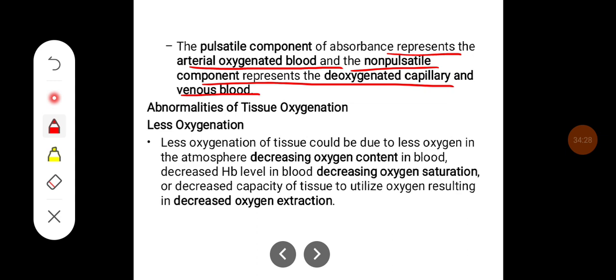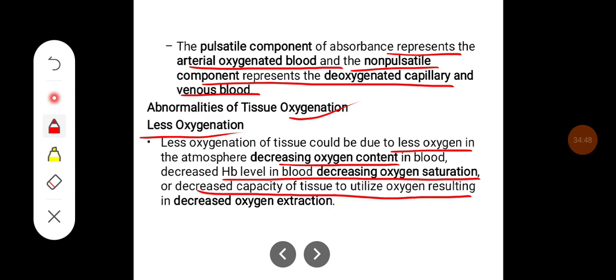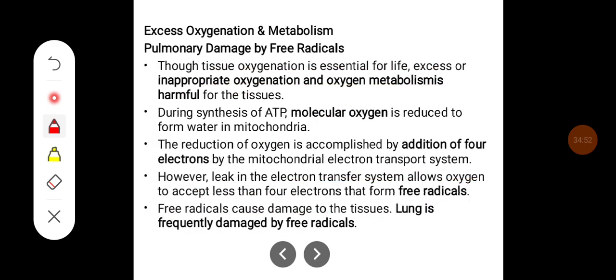Abnormalities of tissue oxygenation, that is, less oxygenation. Less oxygenation of the tissue could be due to less oxygen in the atmosphere, decreasing the oxygen content, and decreased hemoglobin level in the blood, decreasing oxygen saturation, or decreased capacity of tissue to utilize oxygen, resulting in decreased oxygen extraction.